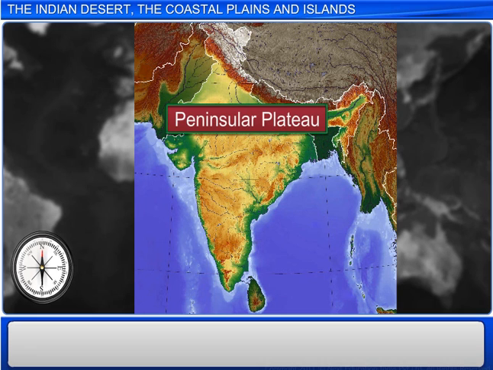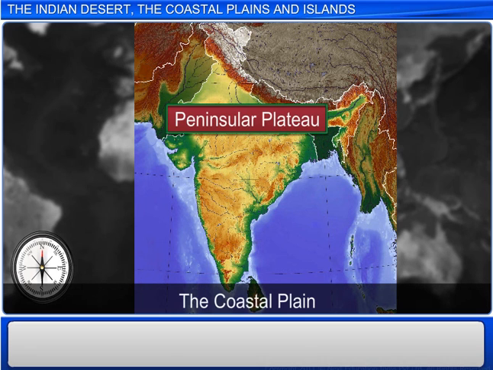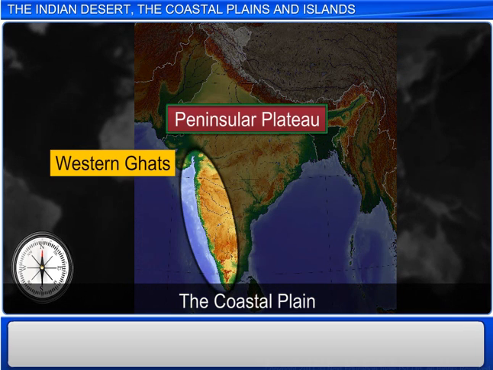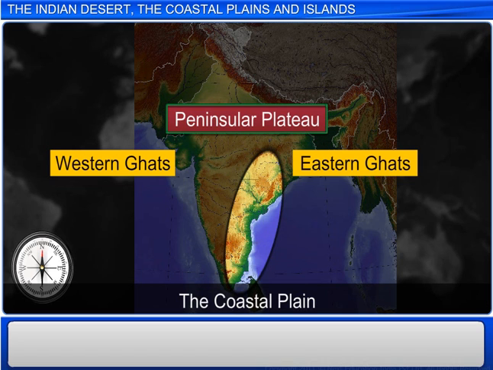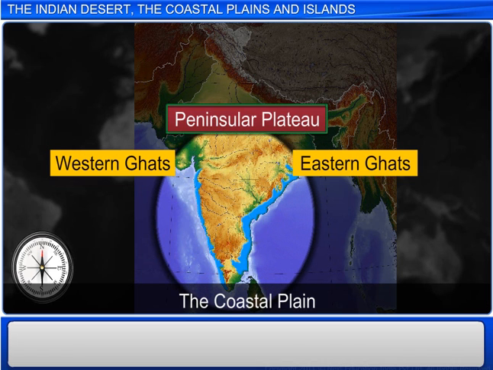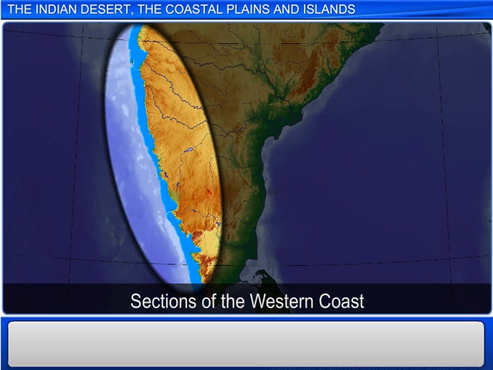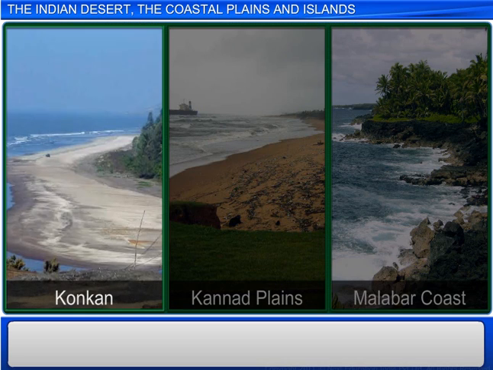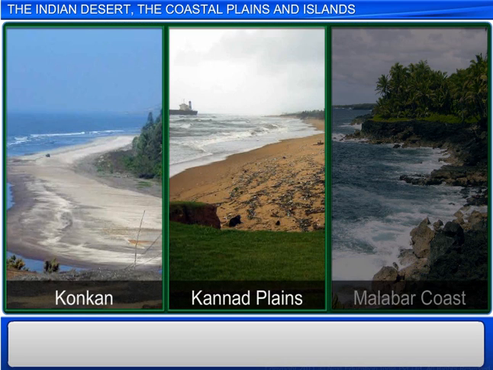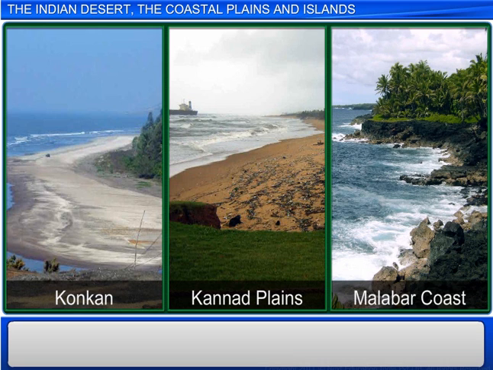Let's go back to the peninsular plateau. As you can see, beyond the Western Ghats and the Eastern Ghats, the plateau is bordered by narrow coastal strips. The western strips run along the Arabian Sea, while the eastern strip is along the Bay of Bengal. As you can see, the western coast is a narrow plain. This plain is divided into three sections: Konkan, the Kannad plain, and the Malabar coast.